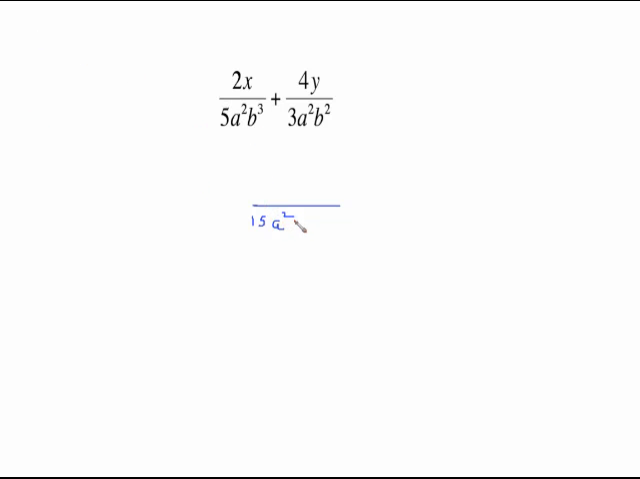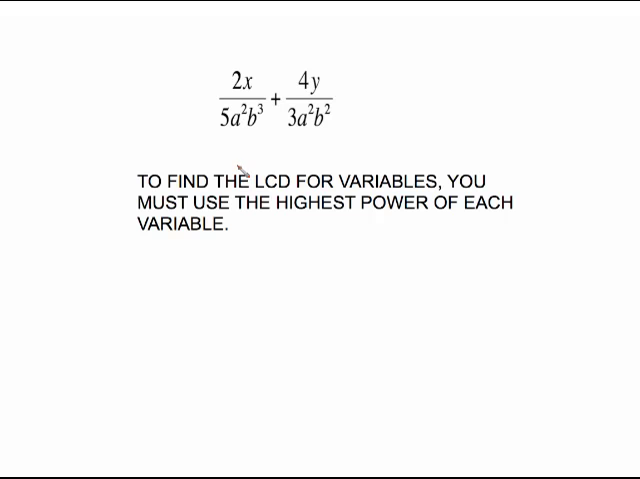What we want to do is take the b cubed. It's kind of weird. Here we are looking for the least common denominator, but the rule is going to say you're going to take the highest power that's there on the variables. So 15a squared b cubed is our common denominator. So to find the LCD for variables, you must use the highest power of each variable.